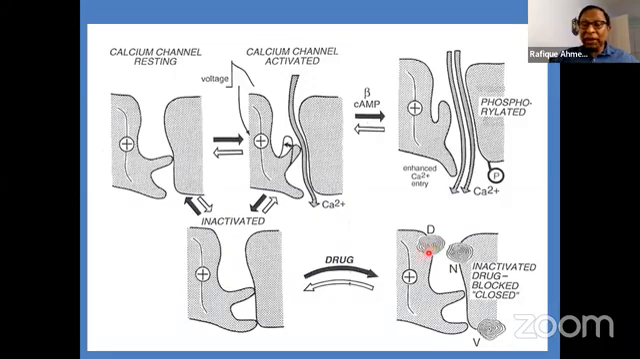So just by changing the location of where these drugs work, it defines how they're going to act. Verapamil is a potent antiarrhythmic and also antihypertensive. On the other hand, nifedipine has no antiarrhythmic action, and diltiazem is somewhere in the middle.